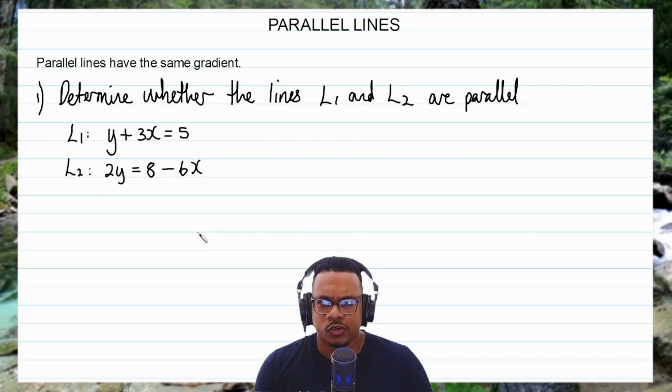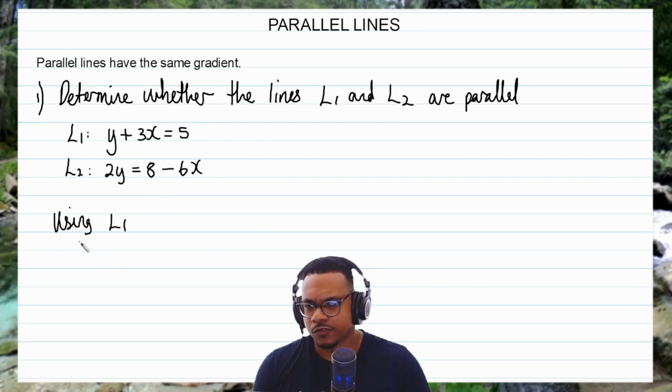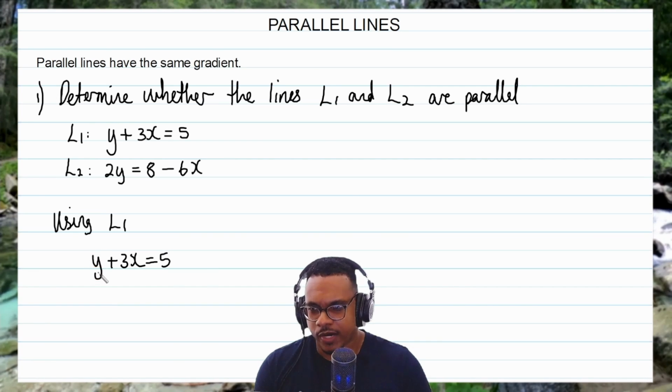6x. Now in order to know if the gradients of these two lines are the same, first I'll have to arrange them in the form y is equal to mx plus c so I can see what the gradient is. So first I'll be using L1. So L1 will be y plus 3x is equal to 5. And I'll be transposing for y.